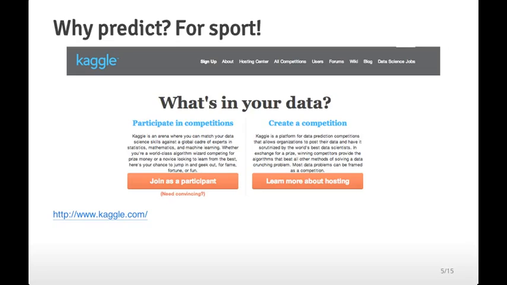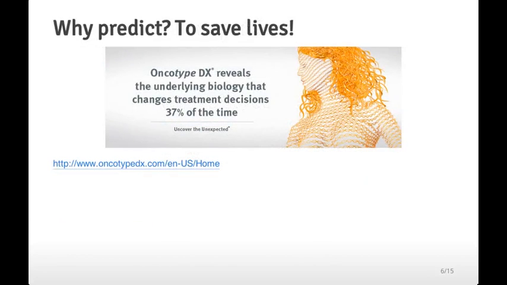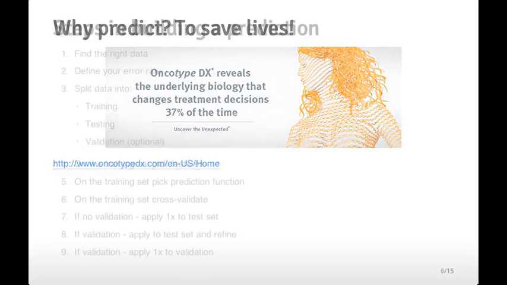Again, you won't have to collect your own data for this because Kaggle actually collects the data sets and cleans them for you. Another one that's near and dear to my heart is predicting to save lives or to help with human health. Oncotype DX is a predictive function that's built on measurements of gene expression, and it can be used to help assign treatment to patients with breast cancer, and it's been shown to be helpful in improving patient care for breast cancer patients.